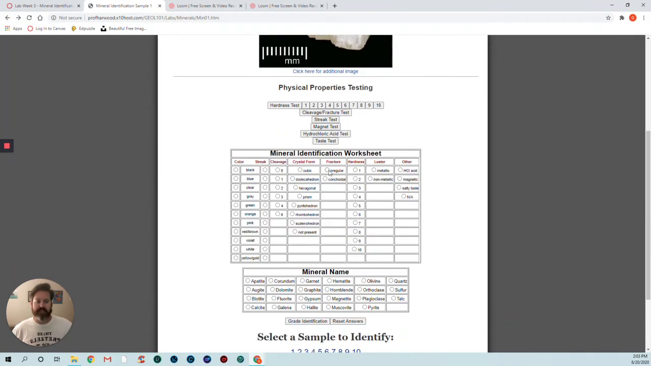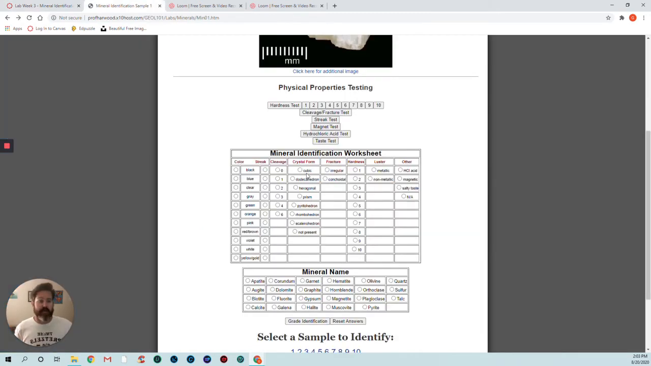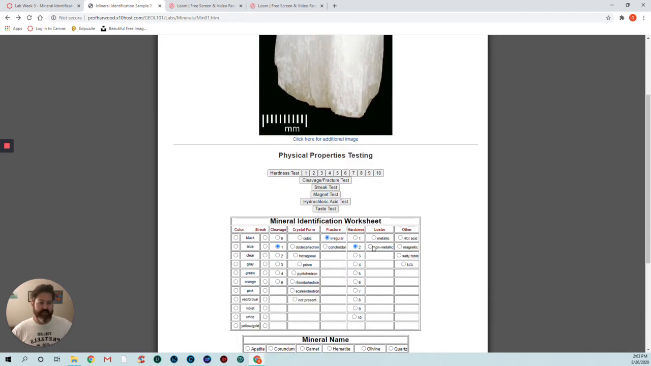So while we're doing these tests, we can also start filling out this. This is the mineral identification worksheet. It's the same thing that would have been over here that you would have done, writing out, but instead we've got it here in digital form. So the cleavage, it had 1 cleavage. Fracture, it was irregular. The hardness was 2. If I look at this and I think about the luster, it's not shiny. It doesn't look like a metal, so I can go ahead and say non-metallic luster.